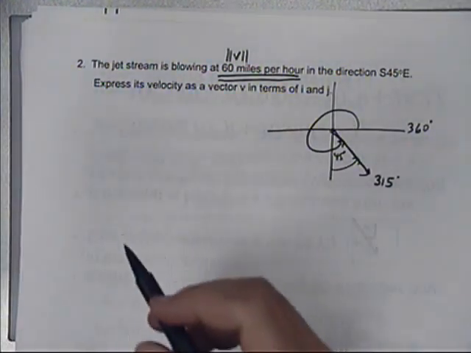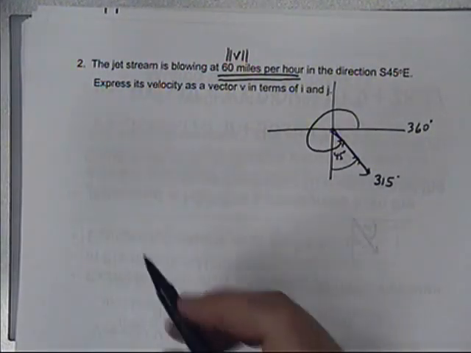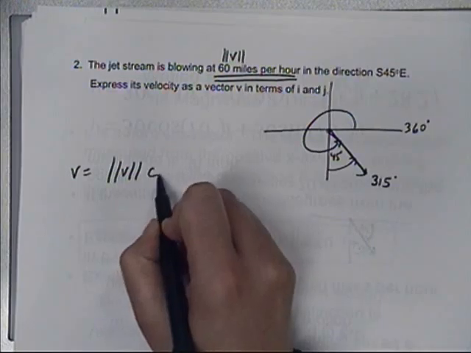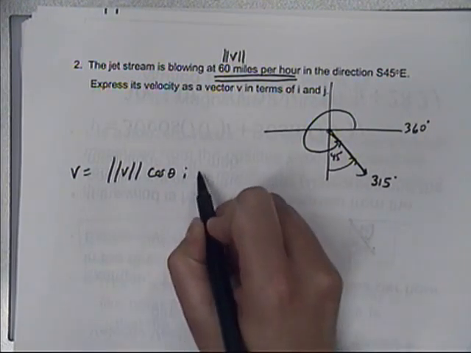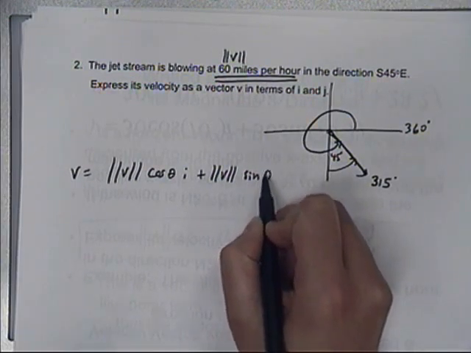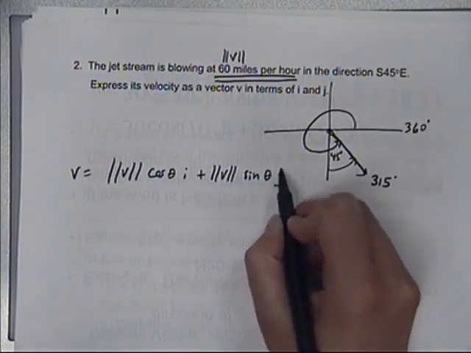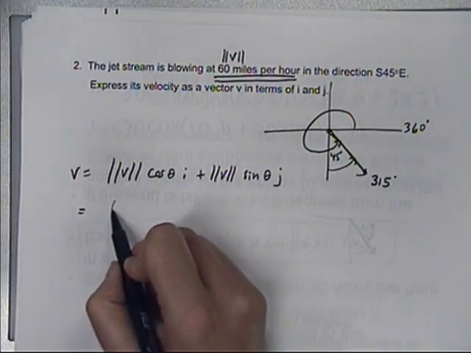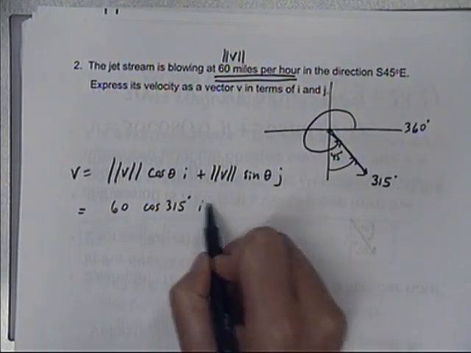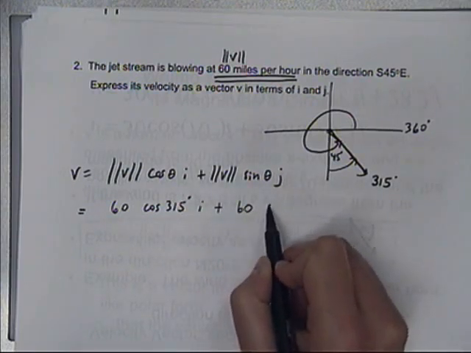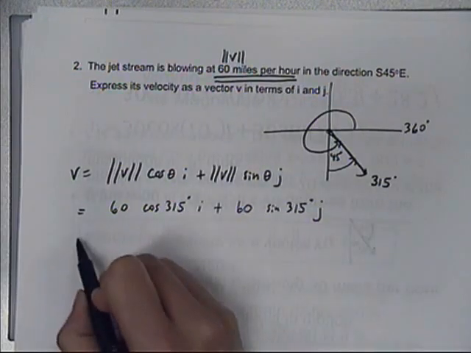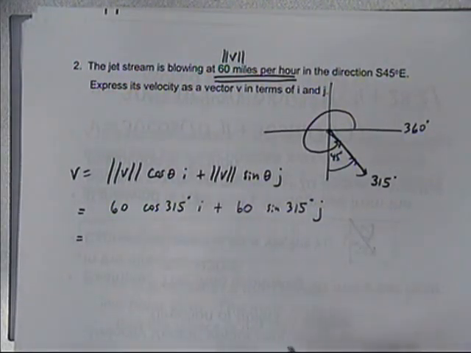So, using our formula, the vector equals the magnitude of the vector times the cosine of the angle times i plus the magnitude of the vector times the sine of the angle theta times j. So magnitude is 60, so 60 times the cosine of 315 degrees times i plus 60 times the sine of 315 degrees times j. So we substitute these numbers in.